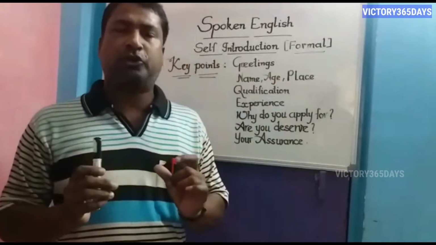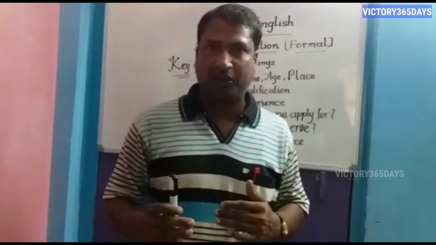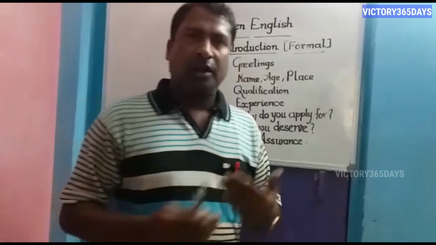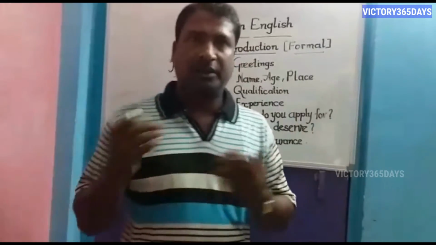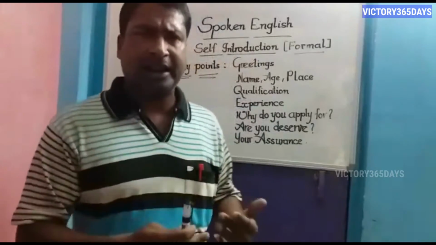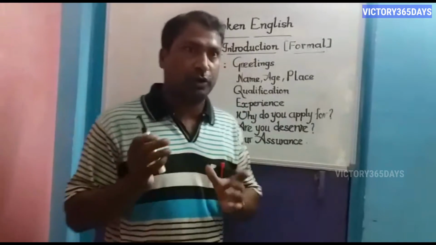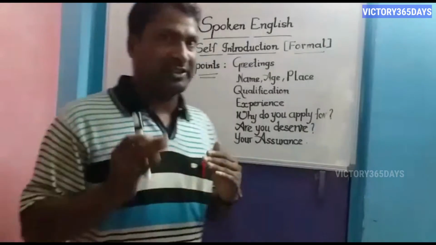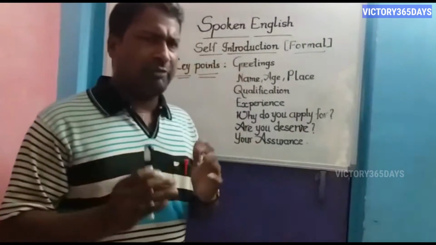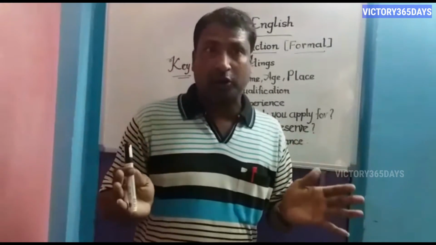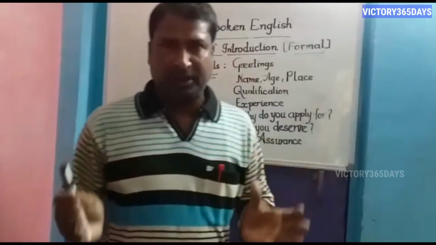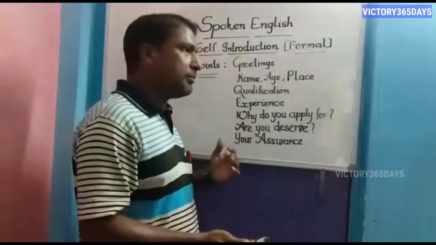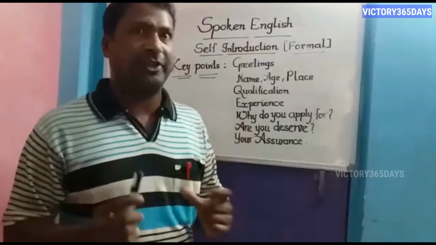You should mention your name. How do you mention it? I am Rahul, I am 32, I have come from Andhra Pradesh, Mumbai, Delhi, whatever your place name is, you should mention. That is the first important thing. After that, your family background. In that particular formal self-introduction, it might not be required.